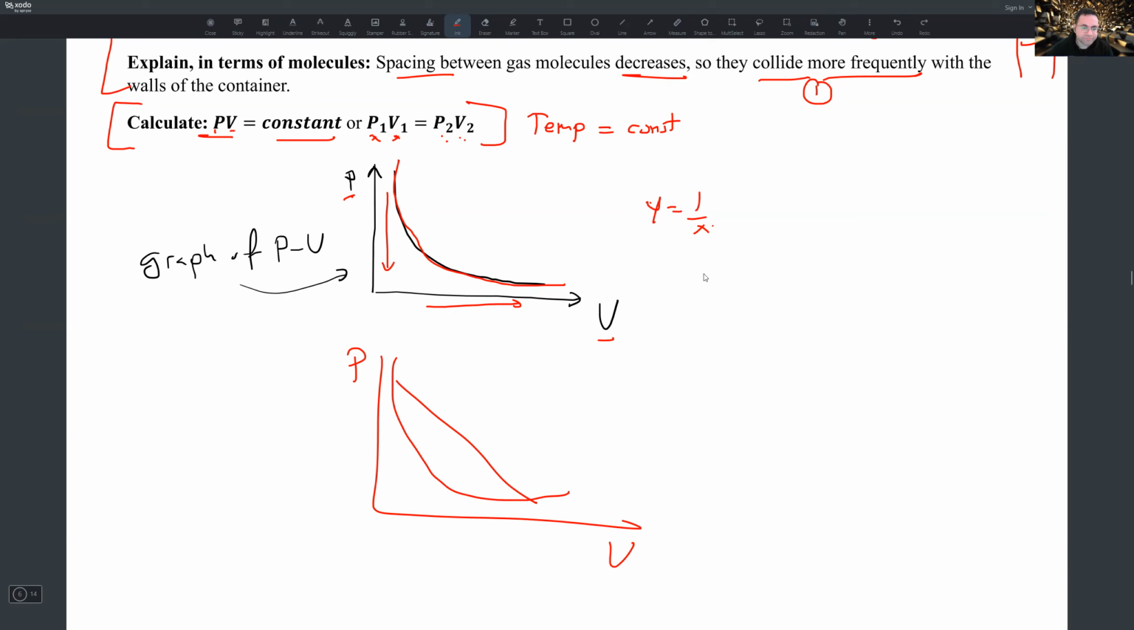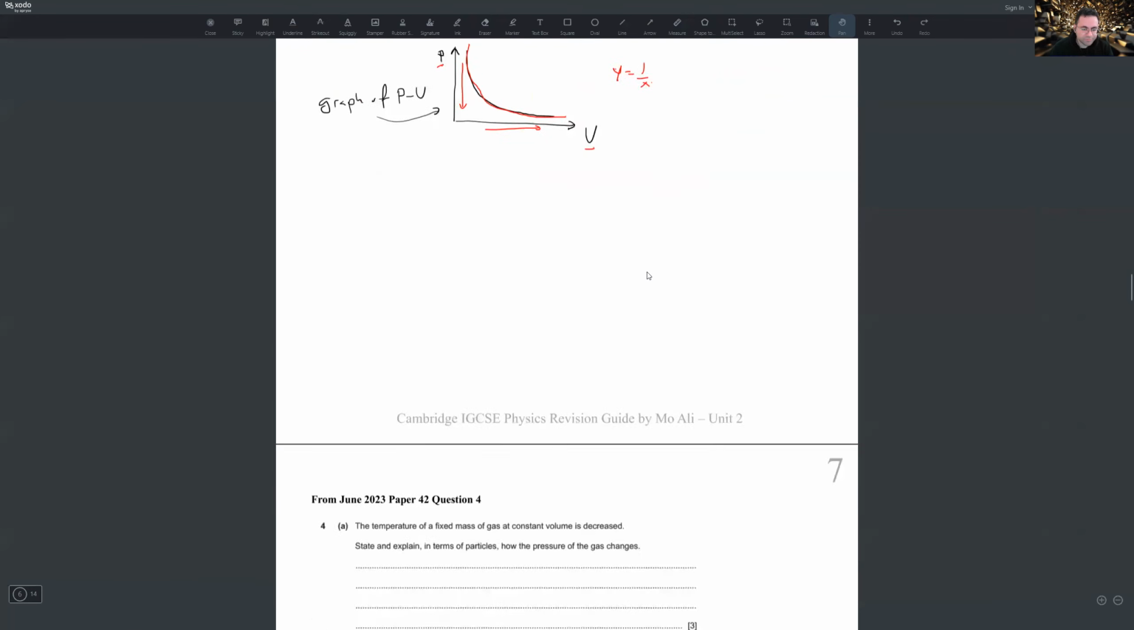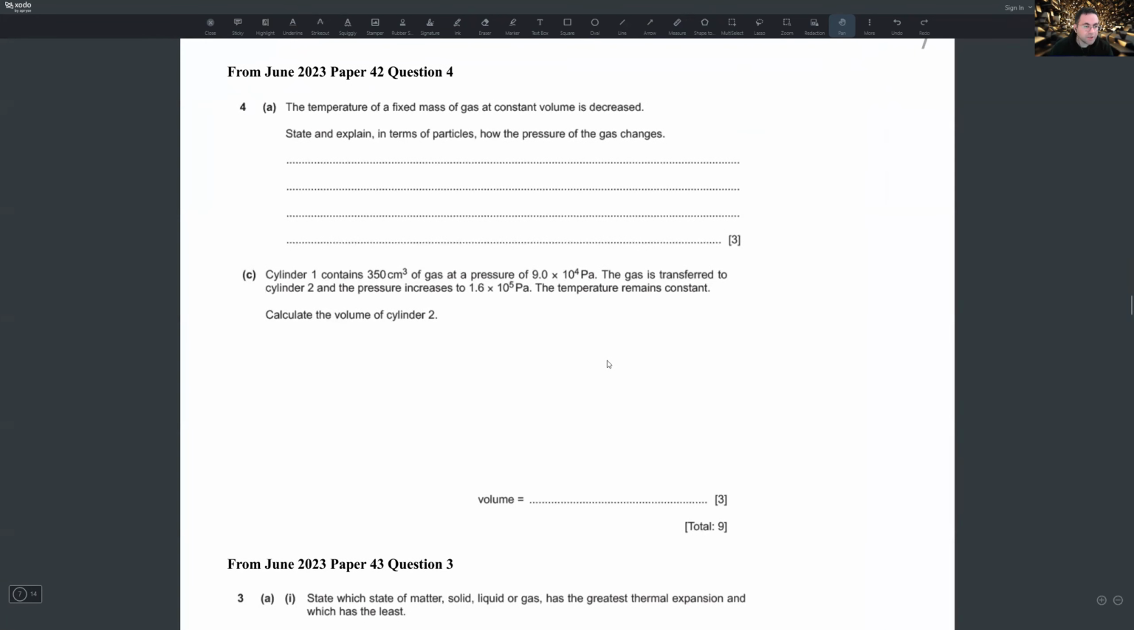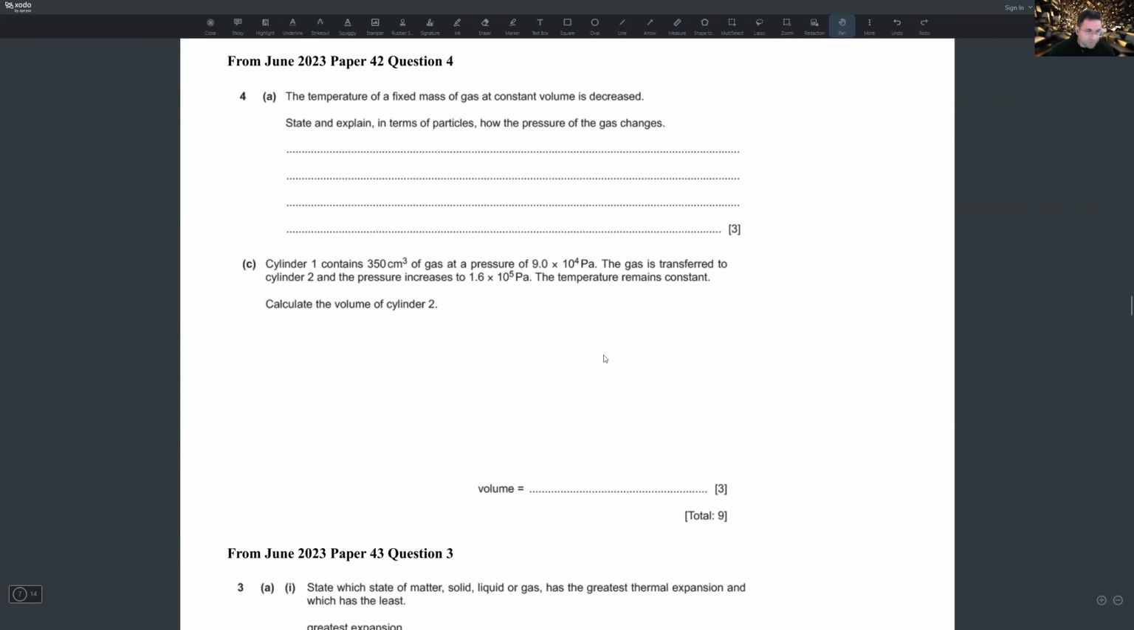Okay. Let's erase this. We don't need this. Let's solve a few questions. This is from June 23. The temperature of a fixed mass of gas at a constant volume is decreased. So what happened to the temperature? It decreases, and the volume is constant. So it's a decrease in temperature.